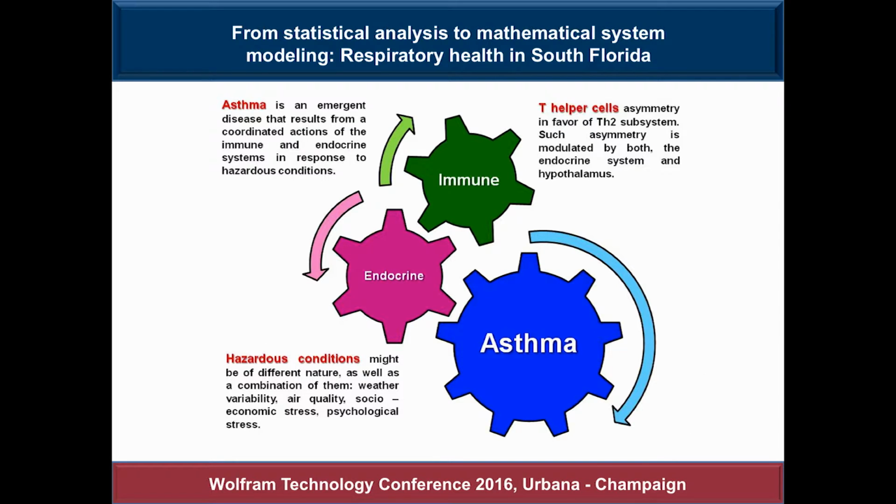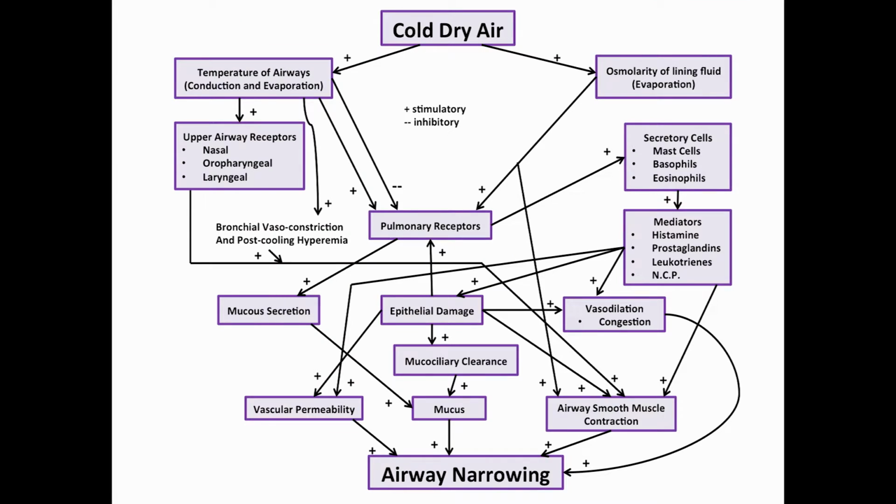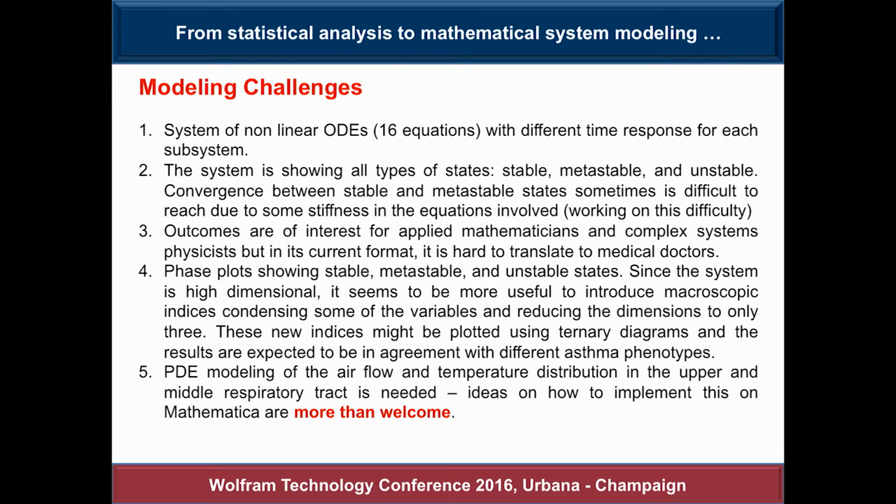That motivated us to look at the asthma system as a combination of the immune and endocrine systems in response to thermal stress. We created the system graph for all the mediators from the cold, dry air to the airway narrowing that might be involved. The system of differential equations that results is a pretty complicated one, and these are the modeling changes that we're expecting now.